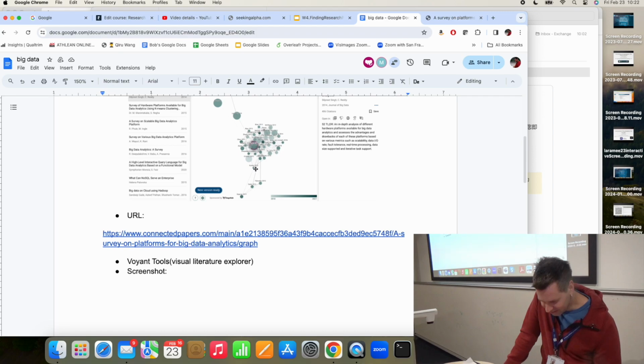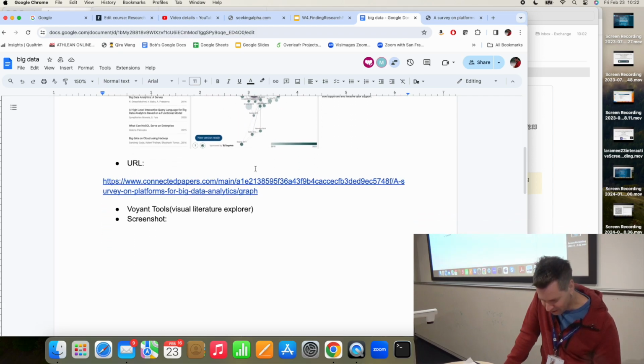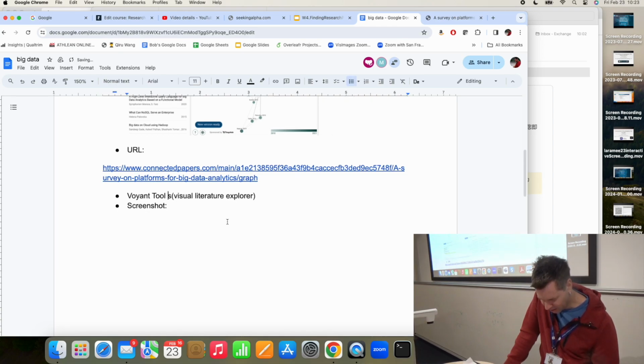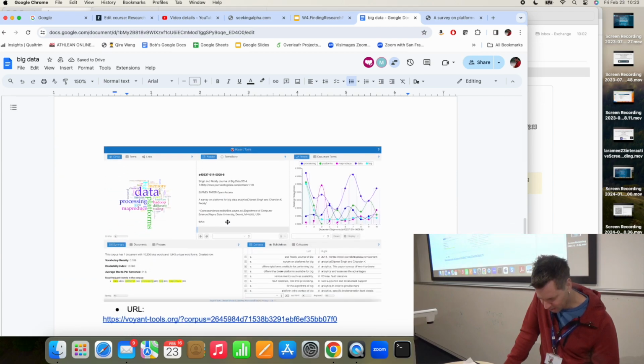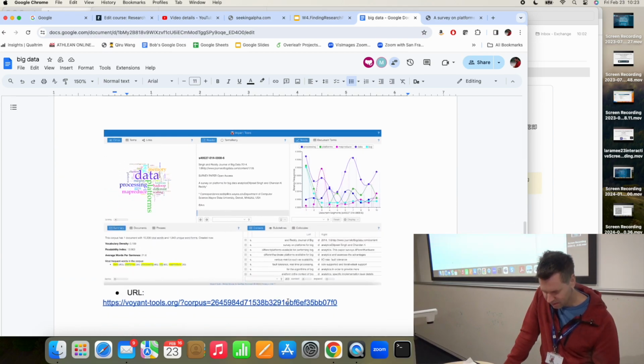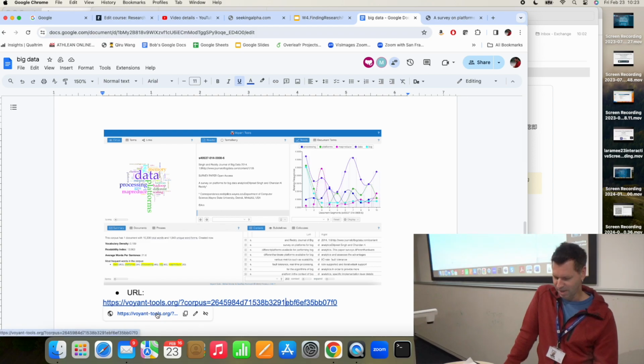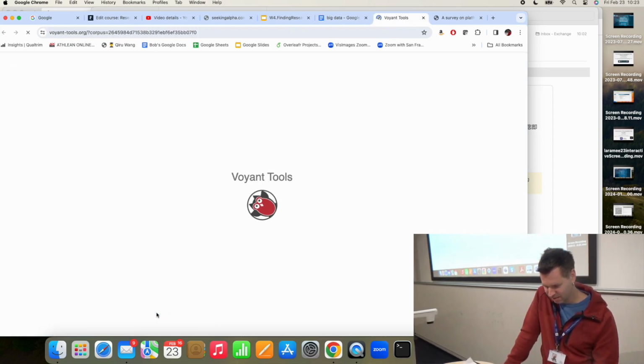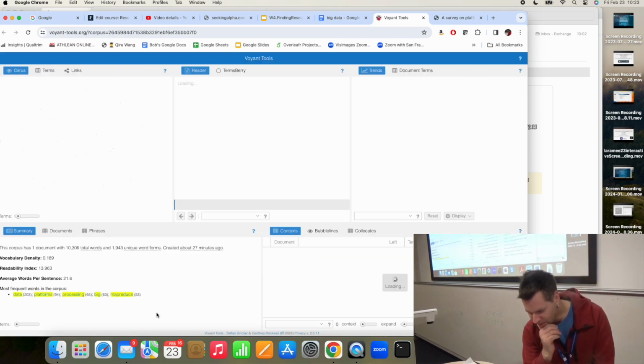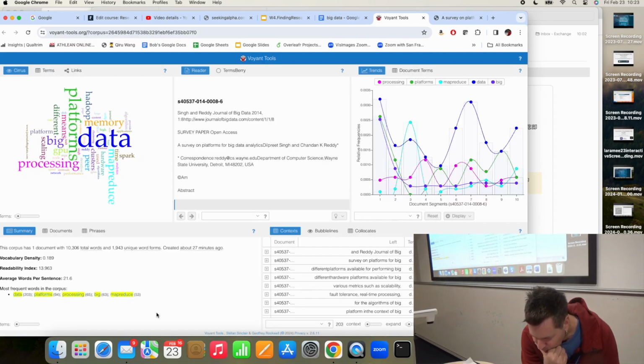Oh, nice. Somebody used something else. That's good. Voyant. Okay, nice. Well done for choosing something other than what the rest of the class uses. Okay, that's an interesting one. Voyant tools.